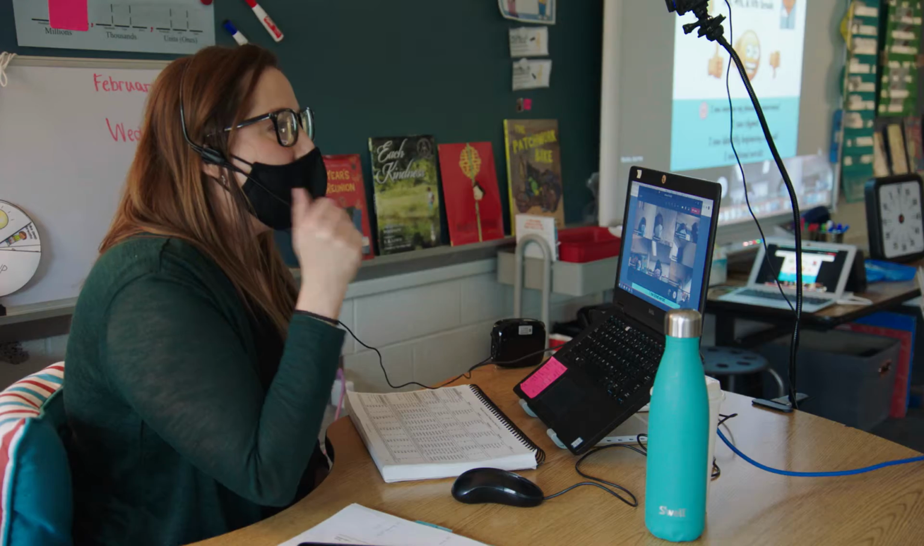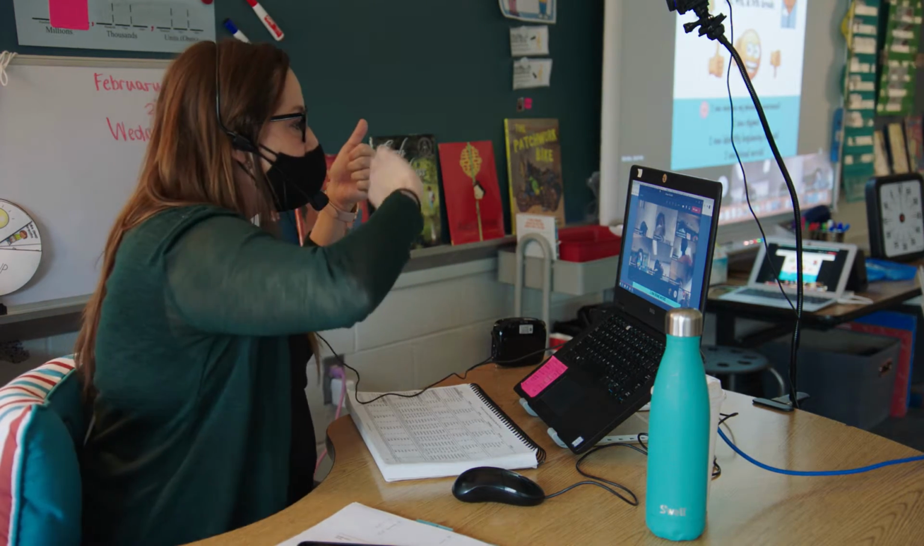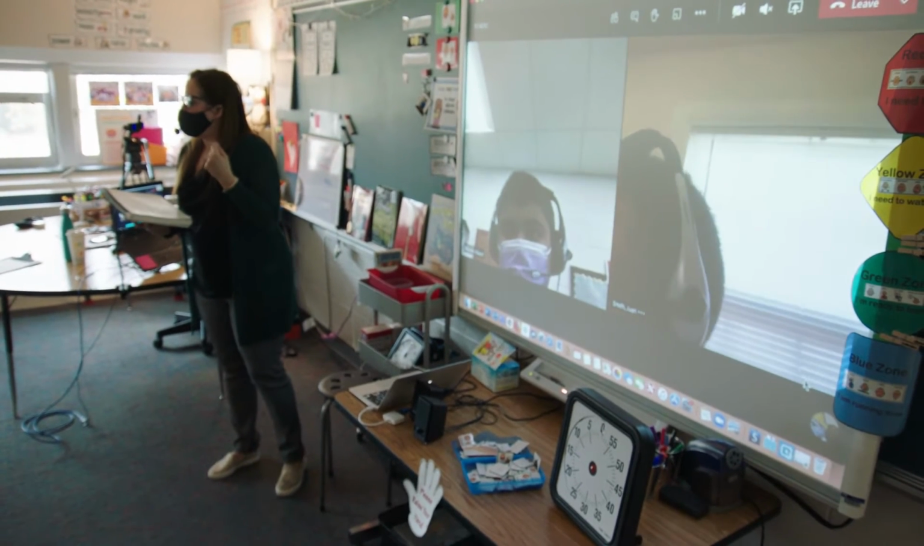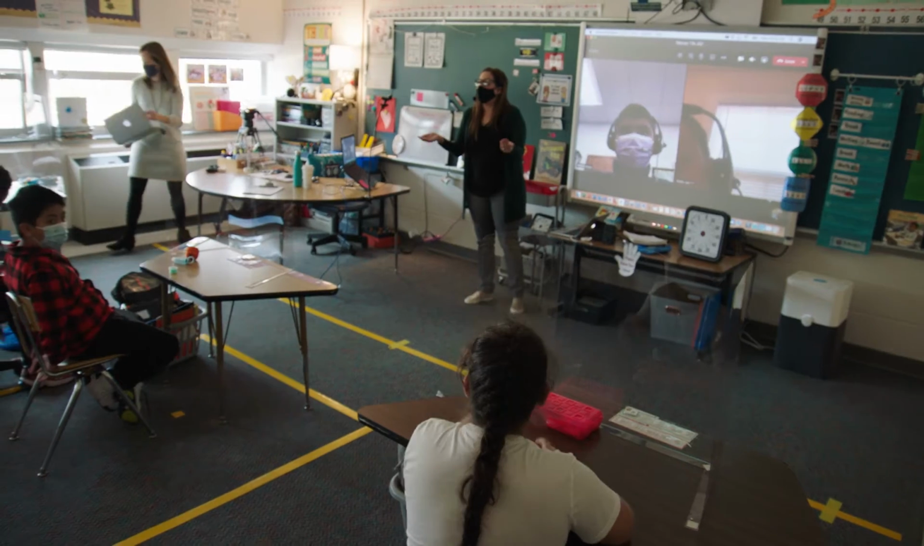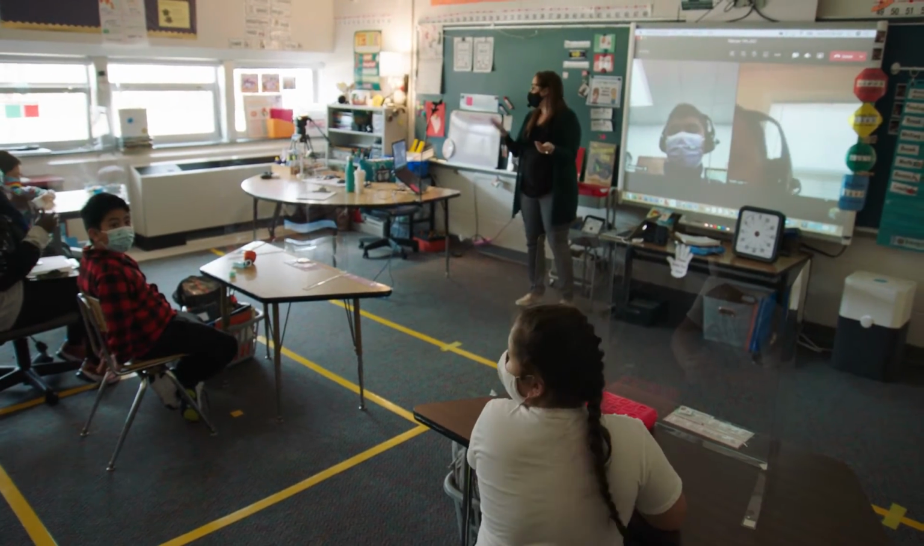During concurrent whole group instruction, the teacher uses her laptop as part of her facilitation station and can project students learning at home on Teams. The visual cue helps bring the two groups of students together during this portion of the lesson.